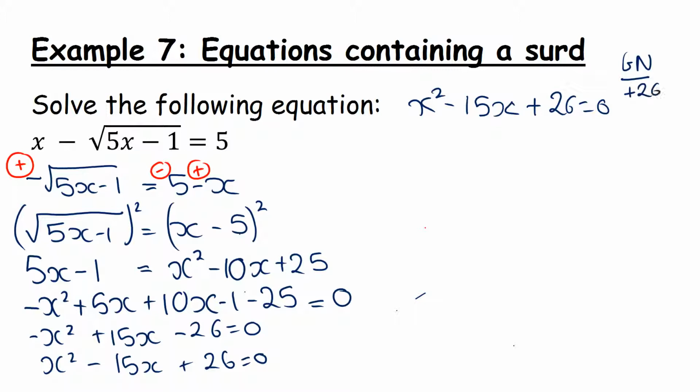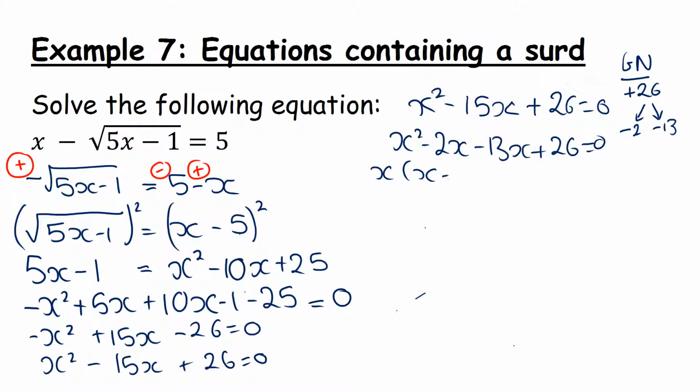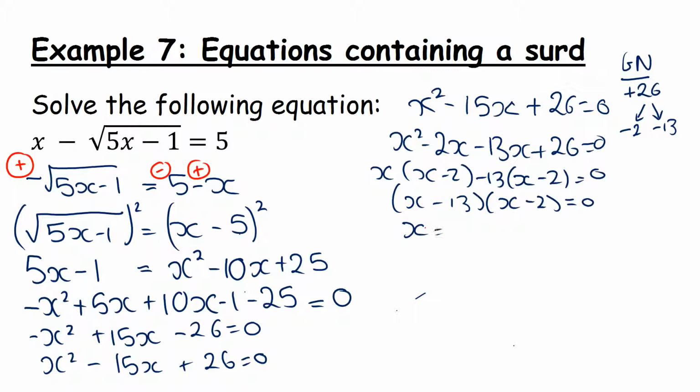So you have plus 26. So we're going to have minus 2 by minus 13. So we have x squared minus 2x minus 13x plus 26 equals 0. x here is common, leaving me with x minus 2. Minus 13 is common here, leaving me with x minus 2. So what I have is x minus 13, x minus 2, which gives me x equals 13 and x equals 2. Minus b will, like I said, give the exact same answer. So we've got our two answers for x.